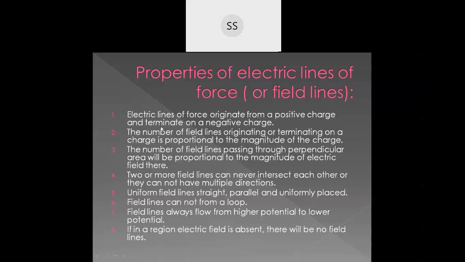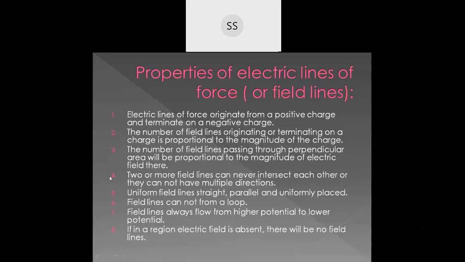Two or more field lines can never intersect each other, or they would have multiple directions. This is an important point. When you see that picture, the field lines are always away from each other, so they can never cross one another. If they cross, we would have to say that they have multiple directions, which is not possible.